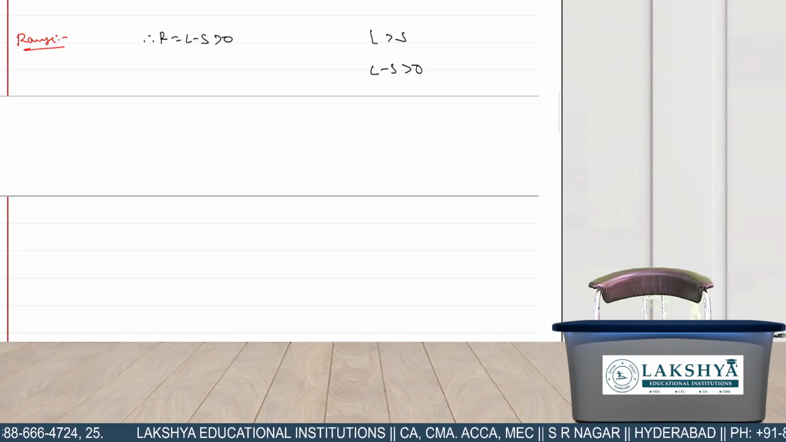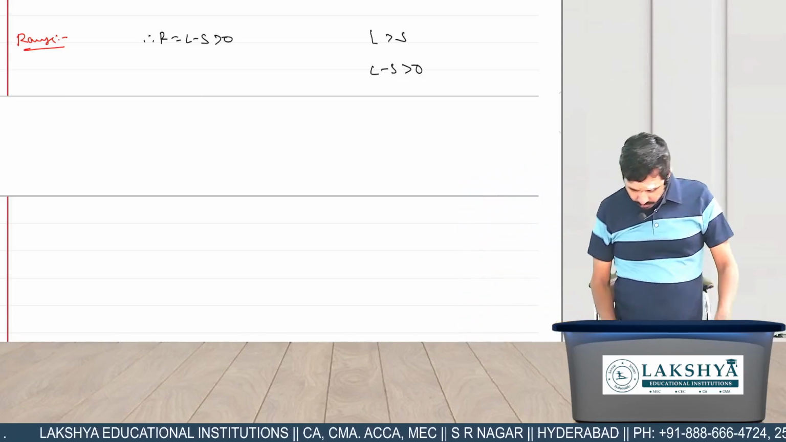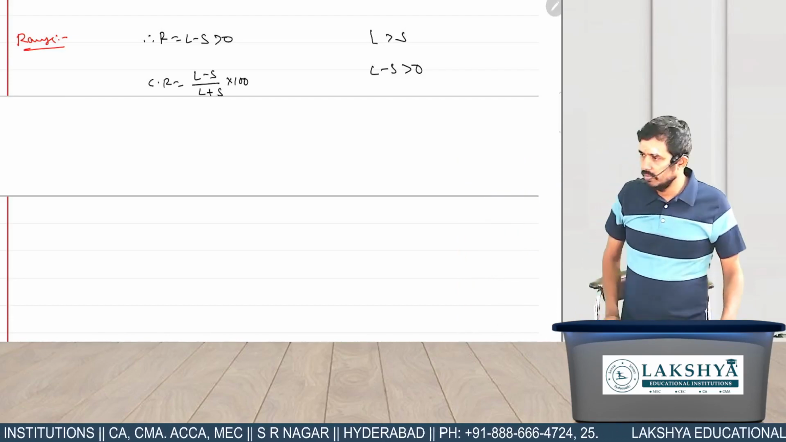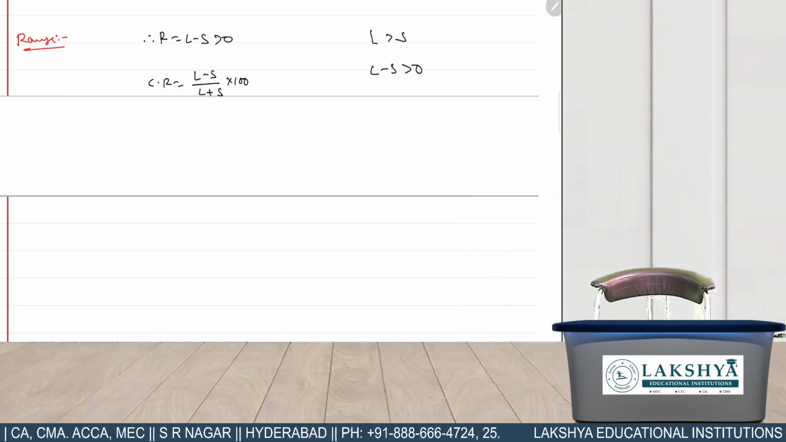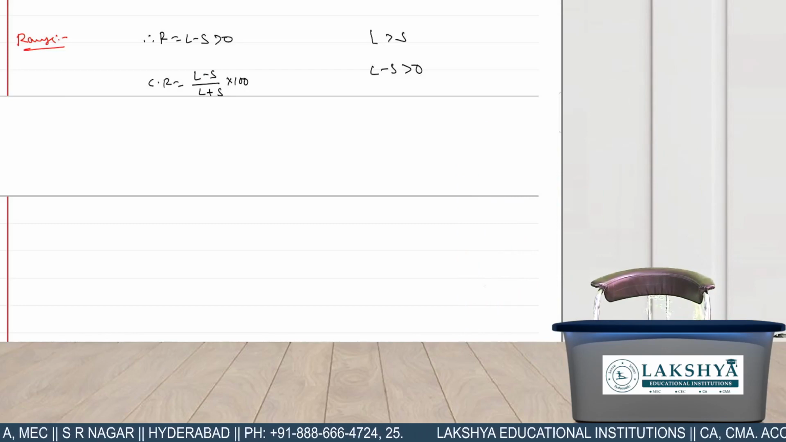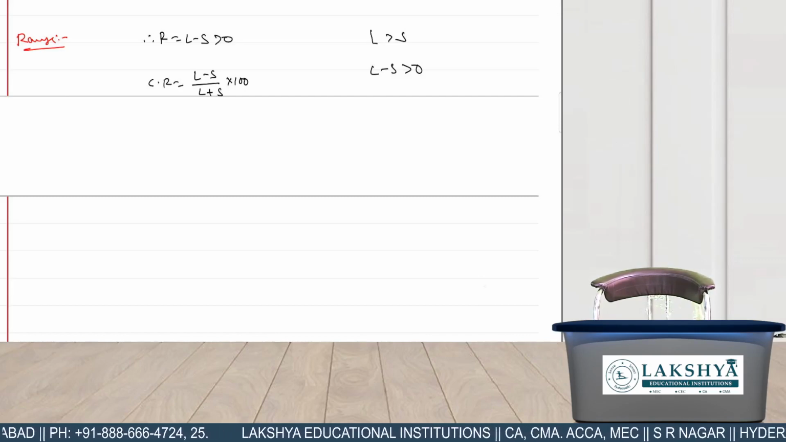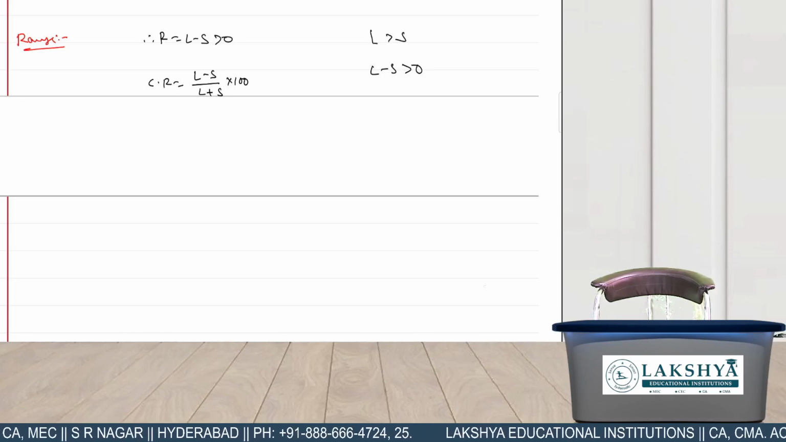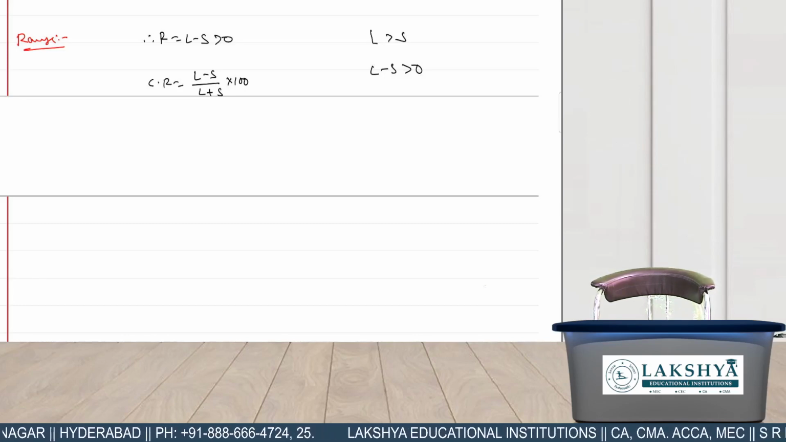And coefficient of range. The coefficient of range is given by L minus S by L plus S into 100. See, coefficient of range comes under relative measures. Relative measures look like a ratio, where the numerator is one quantity and the denominator is another quantity, expressed as a percentage. These are free from units. For testing consistency and inconsistency, we use relative measures of dispersion rather than absolute measures of dispersion. I hope you understand the point. Coefficient of range is L minus S by L plus S into 100.